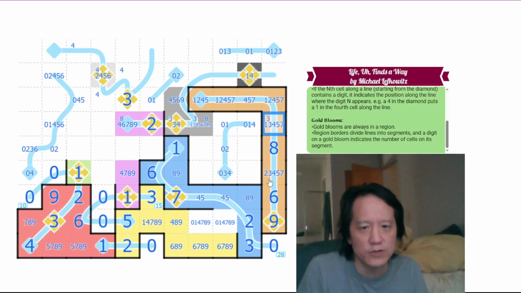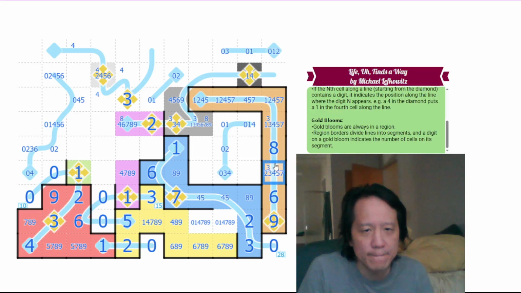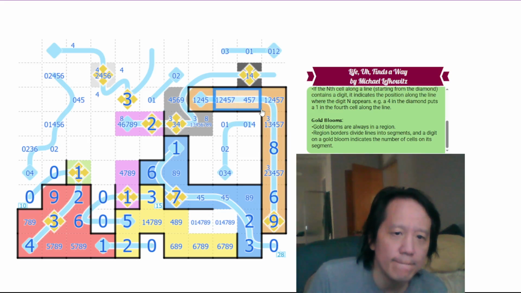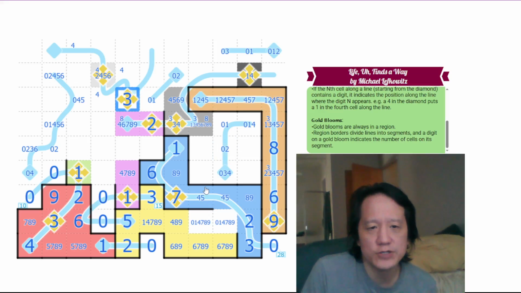3 is definitely one of these 2 digits, so this cannot be 3 here. Interesting. So this can't be 1, because if this were 1, that would force 3 to be there, but we already know one of these two is a 3. Okay. We don't know what did. This is probably pink. We don't know, though.